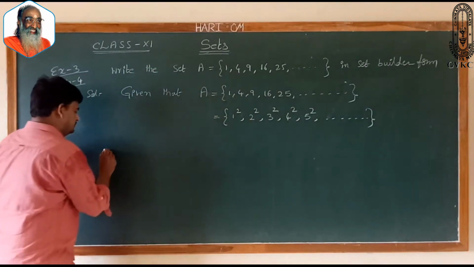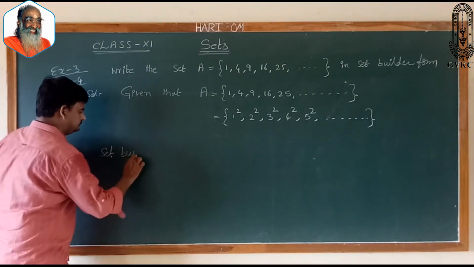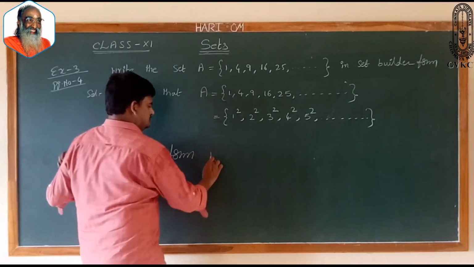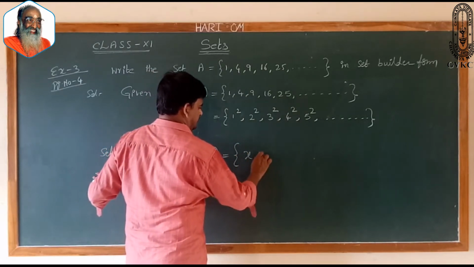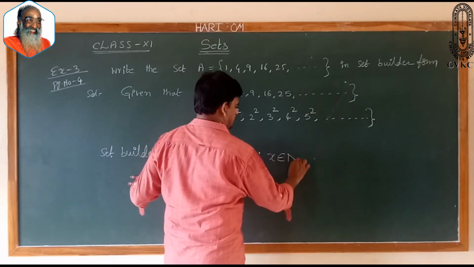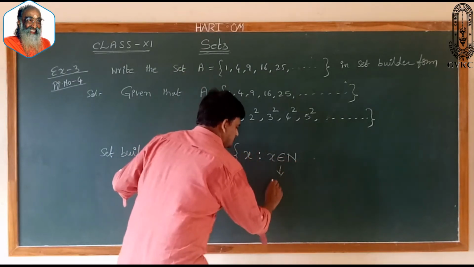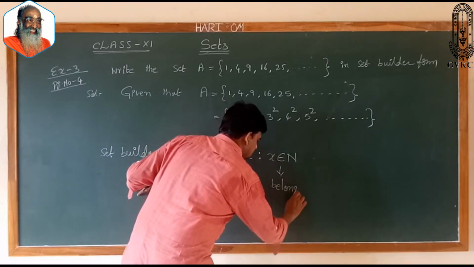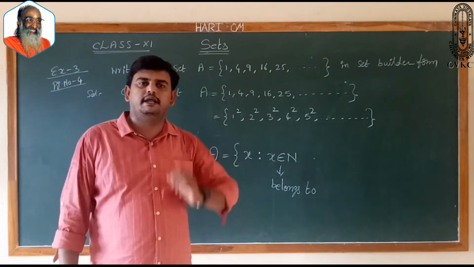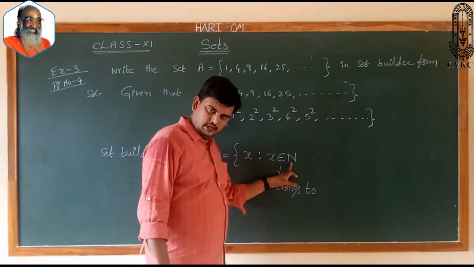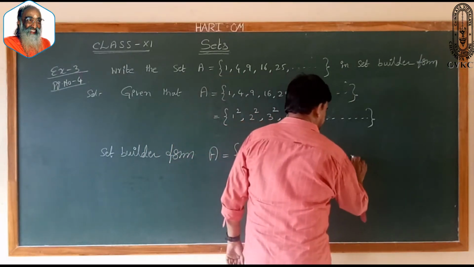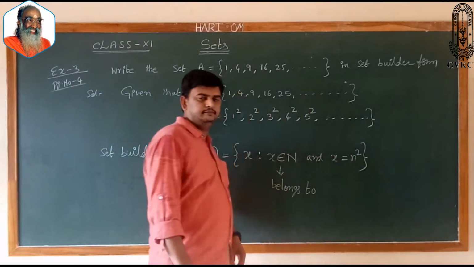What is the set builder form? Set builder form. A is equal to x such that 1, 2, 3. What are these numbers? Natural numbers. So x belongs to. This is the symbol we read as belongs to. Means x is a natural number. So x is a natural number and x is equal to n square.